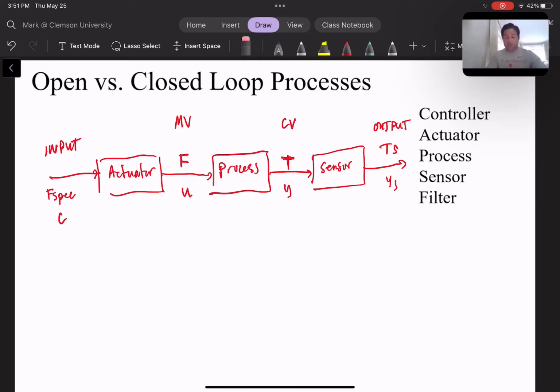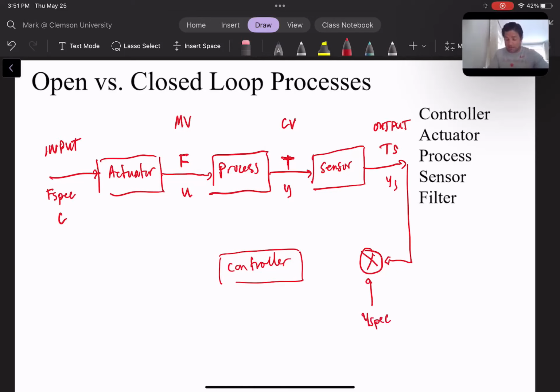So here's open loop. A closed loop process would involve a controller. What the controller is going to do is take the measurement of the sensor, and it's going to take a specified value, and the controller is going to set the specified input to the process. So instead of the user inputting the setting or the valve position on a valve, the user inputs a specified value on the control variable for the process.